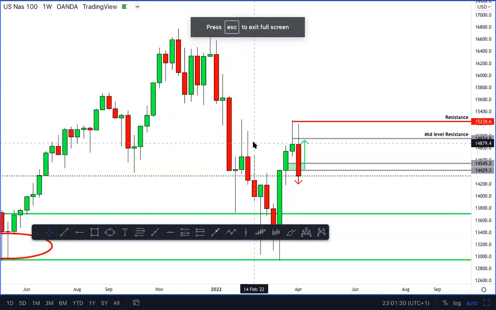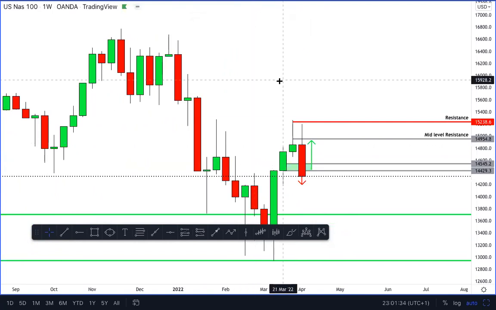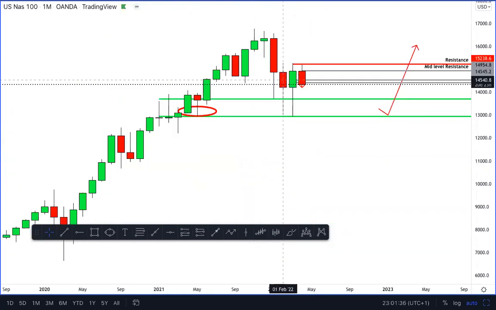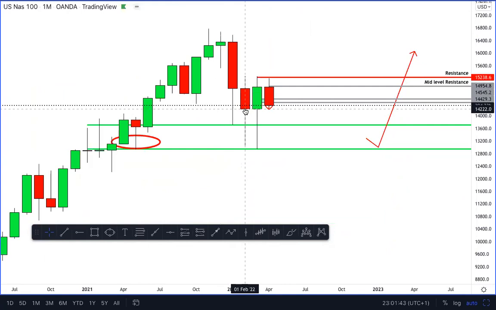So I've already marked this one out. Let's go to the monthly first. We know where it is on the monthly, just lingering in there. So this is the issue we have on the indices going for the long-term buy. They can do, but of course we can see on a monthly time frame, they've left a huge liquidity here. So at any time they can sell back down.